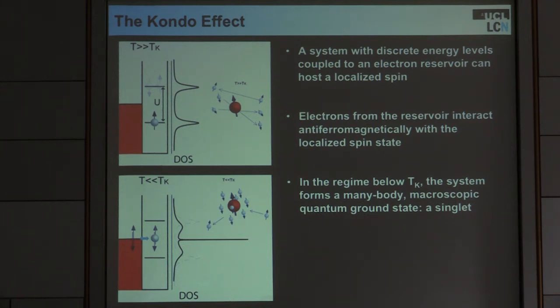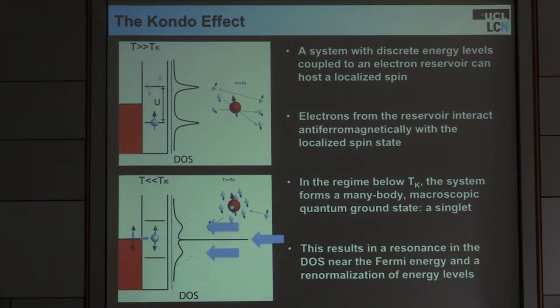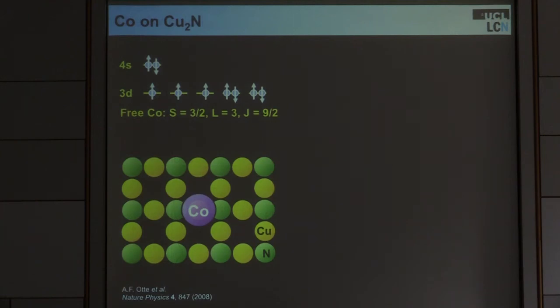You'll essentially see an enhancement in scattering at that energy, and so the characteristic signature for this is actually a peak in the density of states that appears at the Fermi energy. So this is what we often look for experimentally. We look for these peaks in the density of states at the Fermi energy to try to figure out when this Kondo effect is going on.